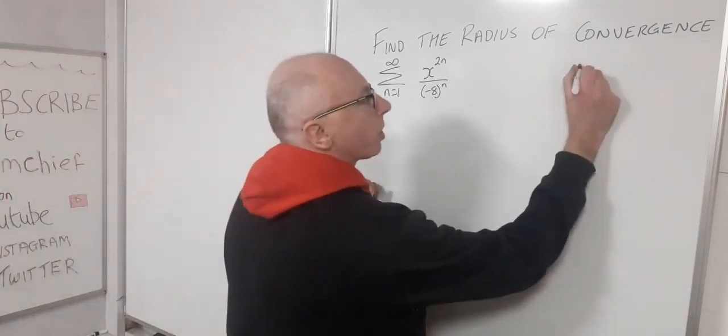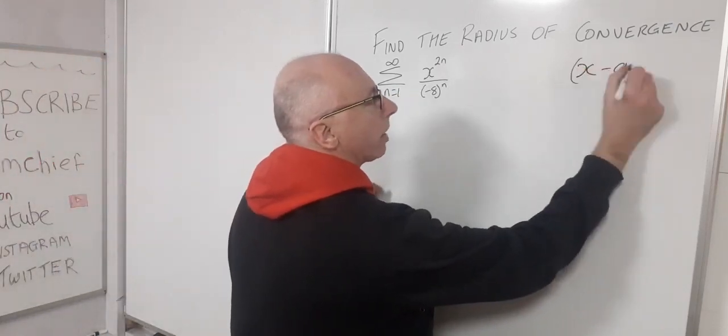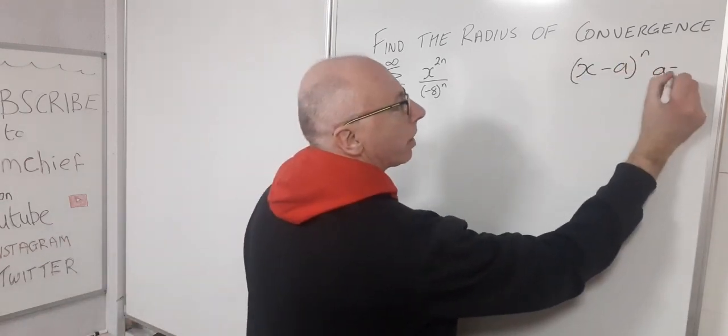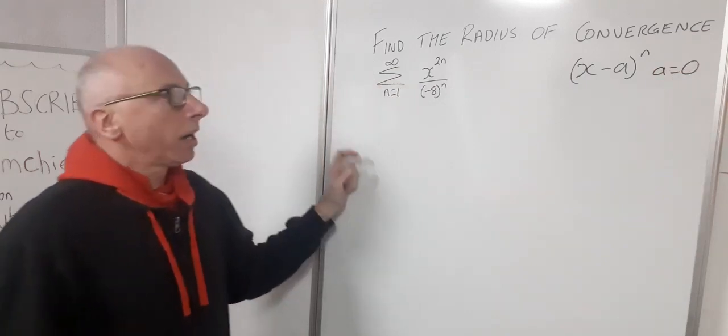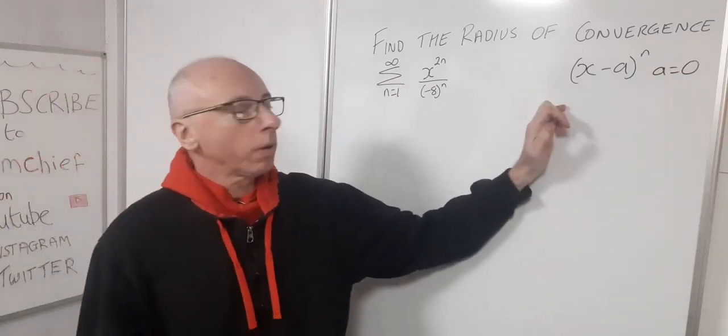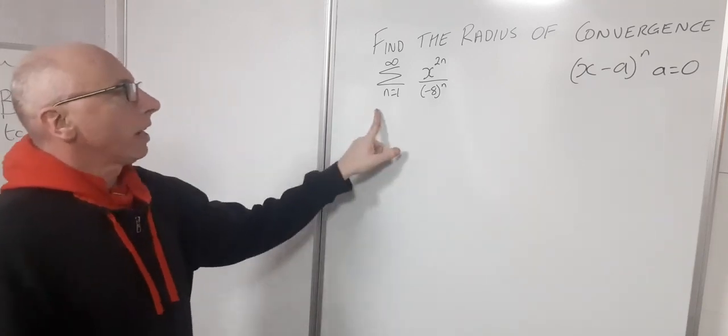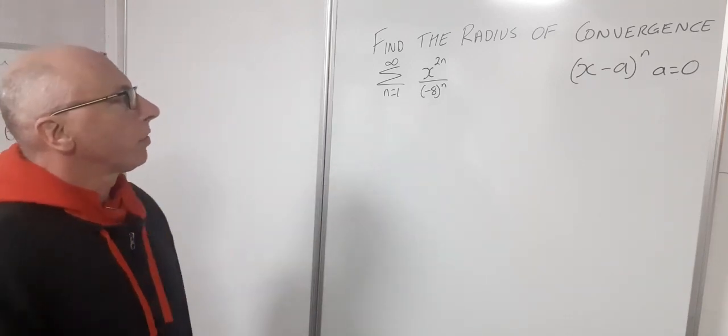Normally in some of these questions, we see (x - a) to the power of some n. So in this case, a equals 0. So with that in mind, we're still okay to continue from where we are. So a equals 0 is not a problem. Okay, so how are we going to find the radius of convergence for this?